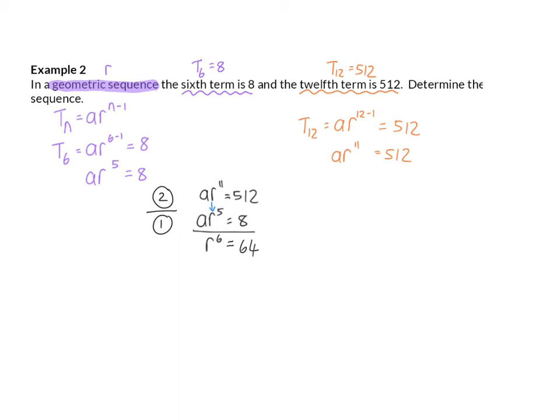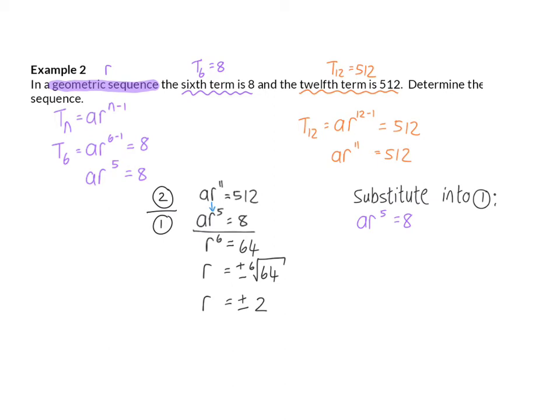Now to solve R, I'm going to get the 6th root on the right-hand side. You just need to remember that whenever you take an even type of root, your answer will have two options, the positive and the negative. So in this case, R can be plus or minus 2. Now that I have R, I can go and substitute that back into one of my equations to solve A.